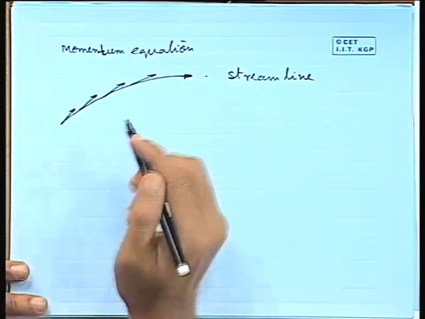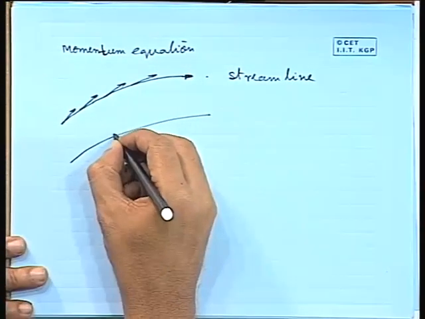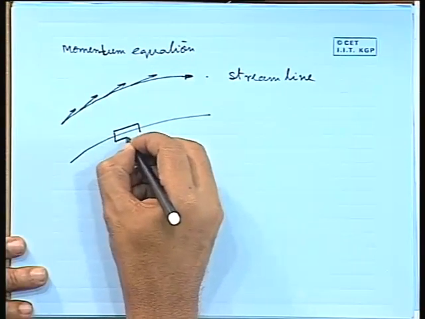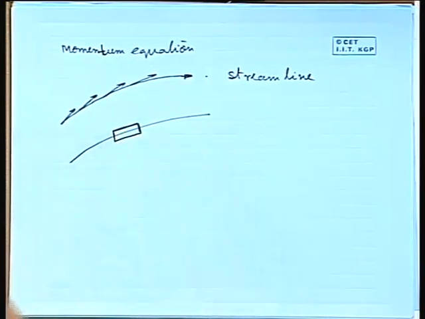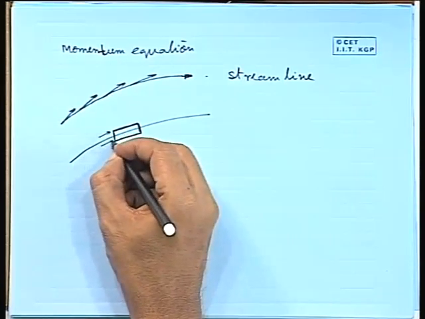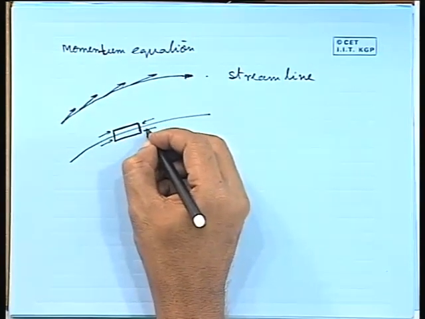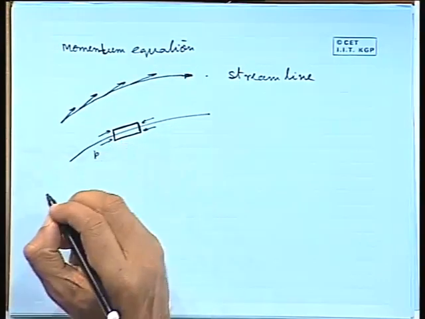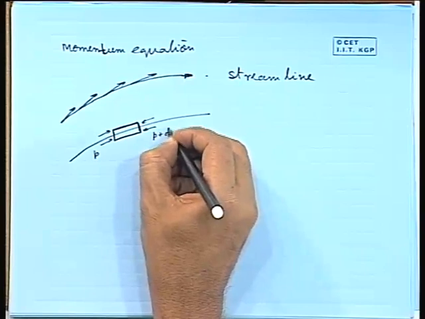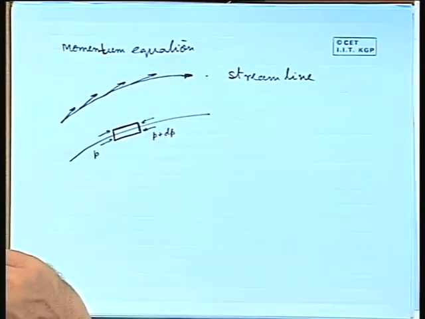So, if there is a streamline and let us say there is a fluid body inside the streamline like this, and for this we want to do the momentum balance. What should we do? What are the forces we will consider and the momentum change? So, say here some sort of pressure will act, here also some sort of pressure will act. So, we can write P and P plus dP, this is one force.